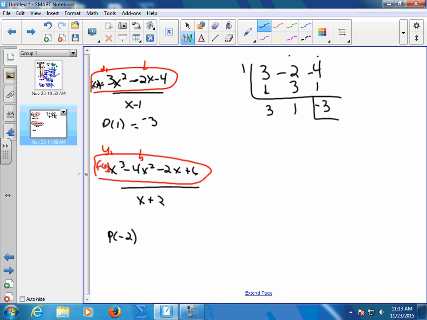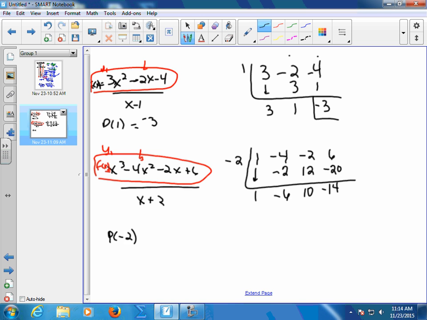So let's pull these coefficients out. What are my coefficients? -4, -2, 6. Good. Okay, what am I going to divide by? -2. Good. So let's bring down the 1. This is my starting place. -2 times 1, -2. Add down. Multiply to the right. -2 times -6, +12. Add down. Multiply -2 times 10, -20. Add down.